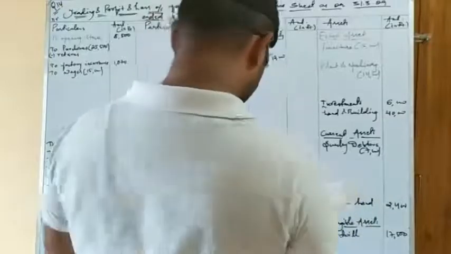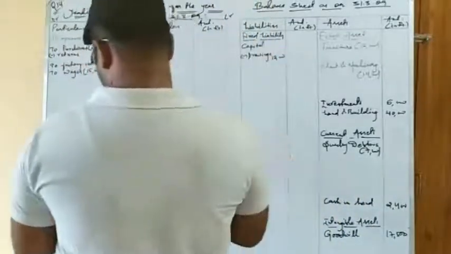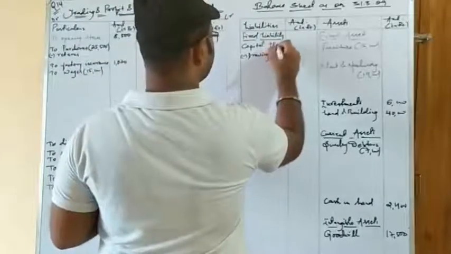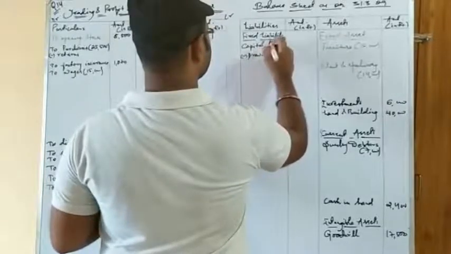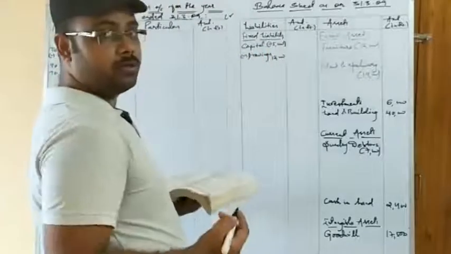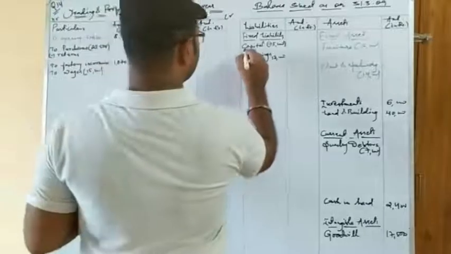Now moving on to our credit balances. The first credit balance that we have is capital. I have already mentioned it over here. So the capital amount is 75,000. We will make this adjustment afterwards because there are more adjustments about to come for the capital.